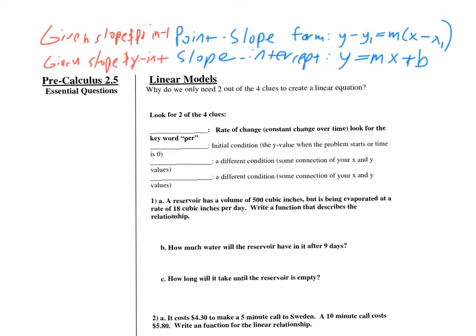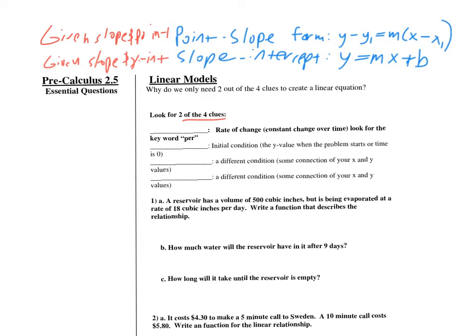Okay? All right. So whenever we're doing this, it's going to mainly focus on word problems, because that's what the models are. Whenever you're given linear models, you need to look for 2 out of these 4 clues. There are 4 clues possible. You will never be given all 4. You'll never actually, I think, be given 3. You'll always be given 2 out of the 4.